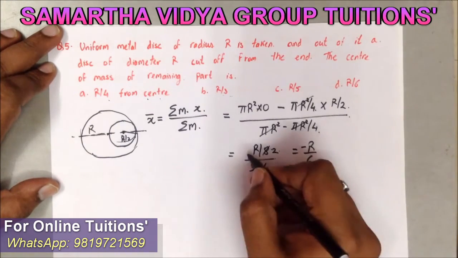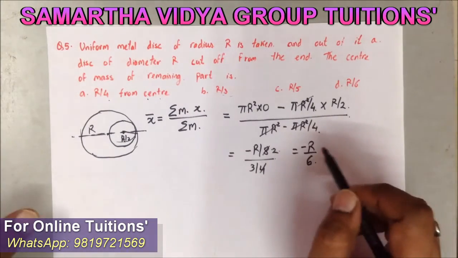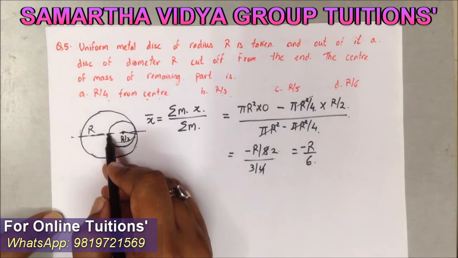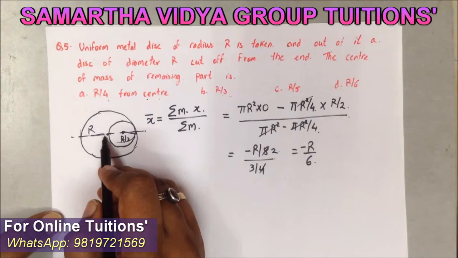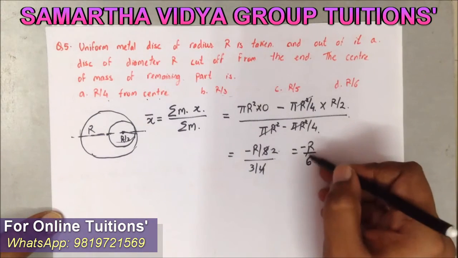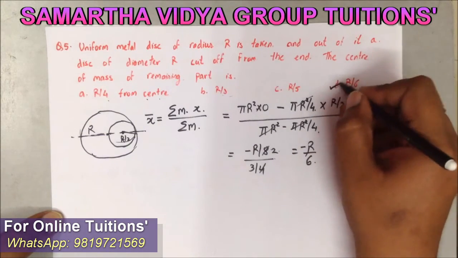It's actually minus r by 6 because of the negative. So the negative sign indicates that the center point is shifted from here in the left direction. So it's nothing but r by 6 from the center. That's nothing but your option.